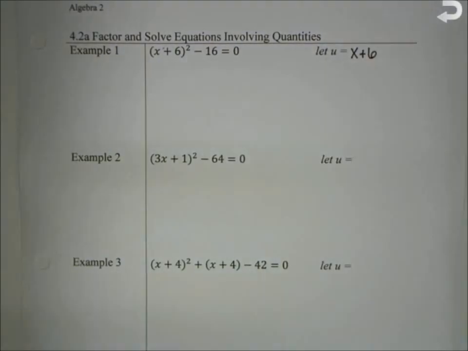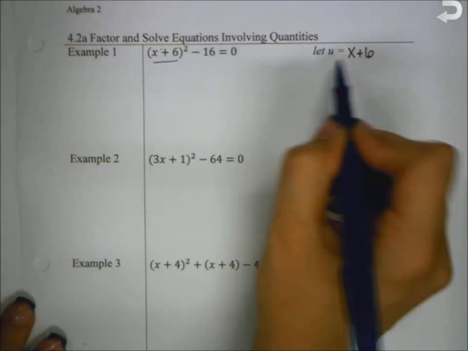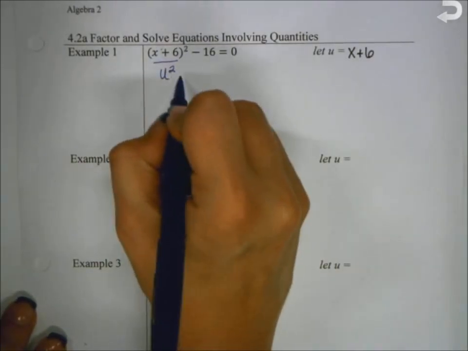Is that the imaginary number? No. Don't worry about that. So we let u equal x plus 6. Everywhere that I see x plus 6, now I'm going to plug in u. So what's my new equation? u squared minus 16 equals 0.